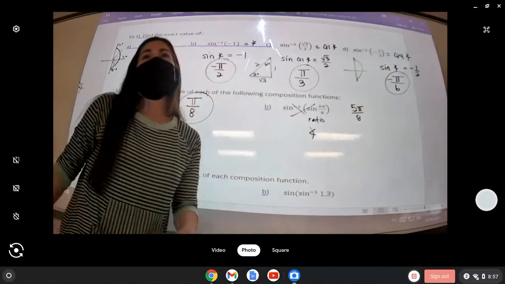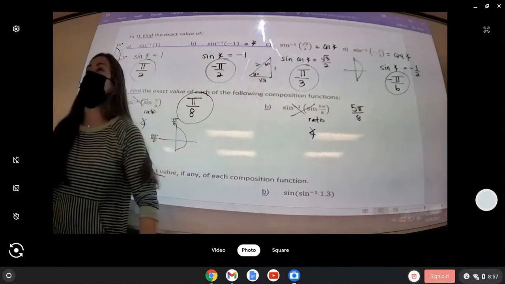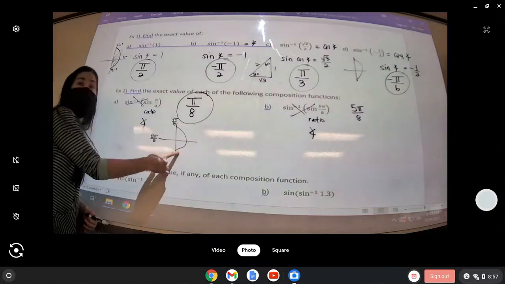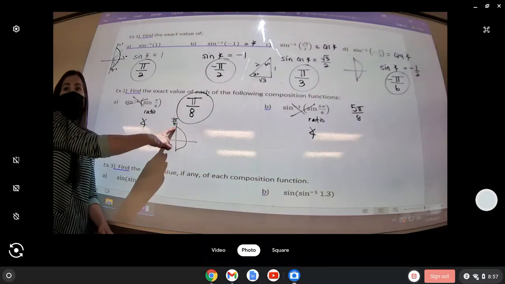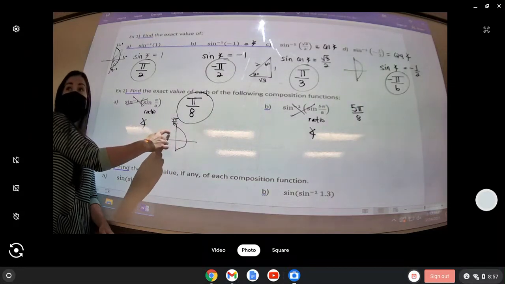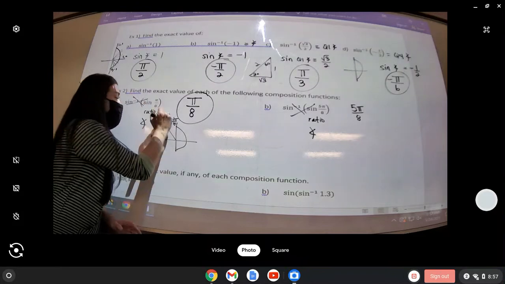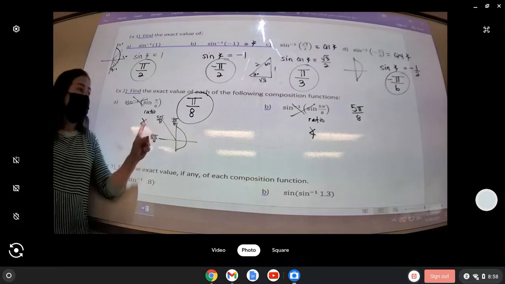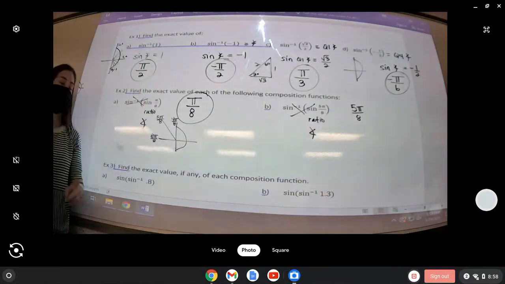Hold the phone, guys. Is 5 pi over 8 an angle that the inverse sine would be capable of spitting out and telling us? Does 5 pi over 8 live between pi over 2 and negative pi over 2? Guys, if this is 4 pi's over 8, where's 5 pi over 8 going to be? In quadrant 2. 5 pi over 8 is a quadrant 2 angle. It couldn't spit that out. It cannot spit out a quadrant 2 angle. So we've got to fix this.